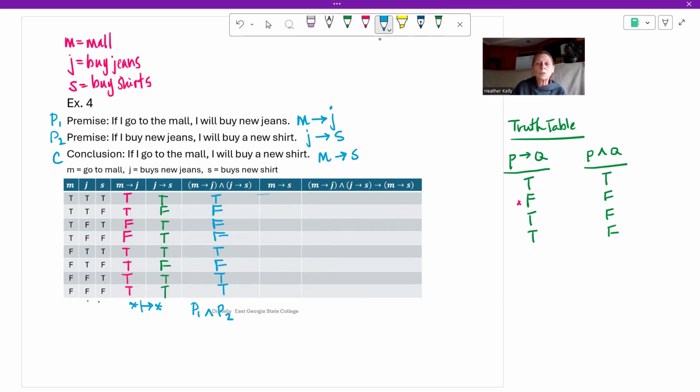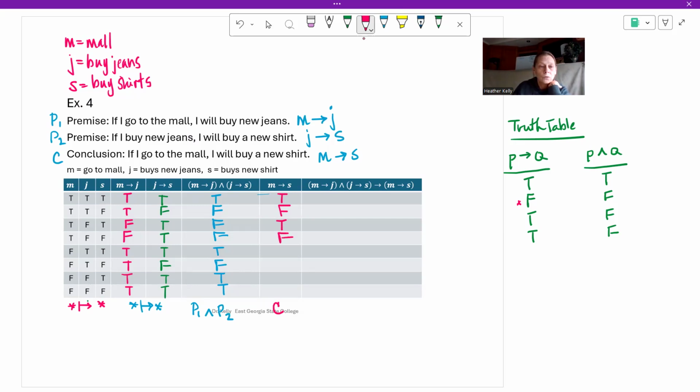Okay. Now, this guy right here happens to be our conclusion. And it wasn't just a statement like the last example. This is a conditional statement. Okay. So we have to do a little work there. We need to do our M to J. So it's this guy to this guy this way. So true, true is true. True, false is false. Oops, sorry.